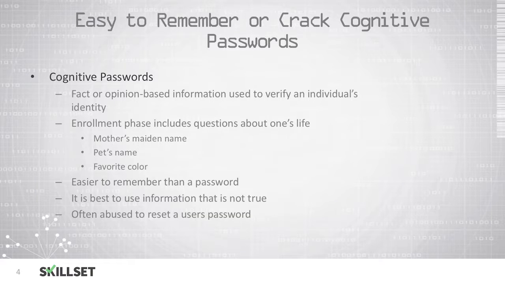Things like your mother's maiden name can be located in public records, and an attacker could use that to impersonate one of your users. It is best to use information that is not true when answering these questions in order to prevent an attacker from gaining access to accounts. Often, passwords are reset by having access to these questions, so if an attacker is not able to guess the user's password, they'll simply reset the user's password and enter the answer to the question, like what's my favorite pet's name. They're able to determine the user's pet's name and then reset their password.